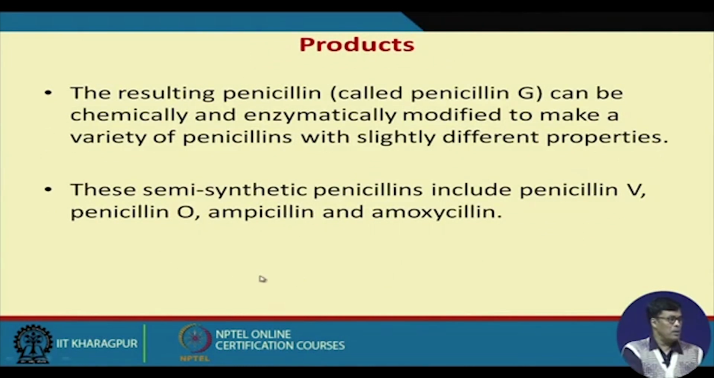The resulting penicillin can be chemically and enzymatically modified to make varieties of penicillin which differ slightly in properties. As I mentioned, penicillin G is unstable in acidic pH, but when penicillin is converted to ampicillin, it is a little more stable in acidic pH as compared to penicillin G.